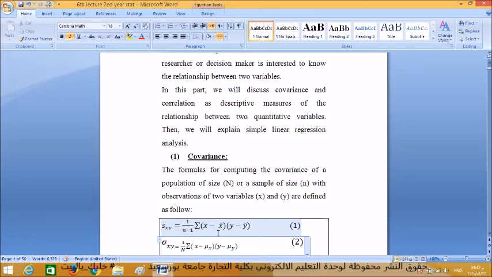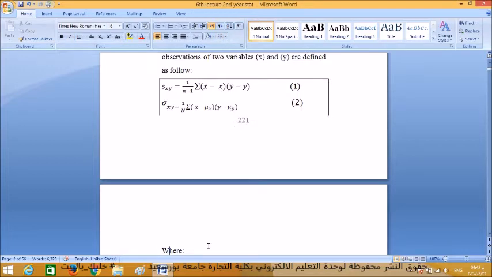So you can say that the covariance is the average of the summation of the deviations of the two variables, right? Whether for a sample or for a population. Okay, so here the concept is the same, but we use sigma for population data and S for sample data.